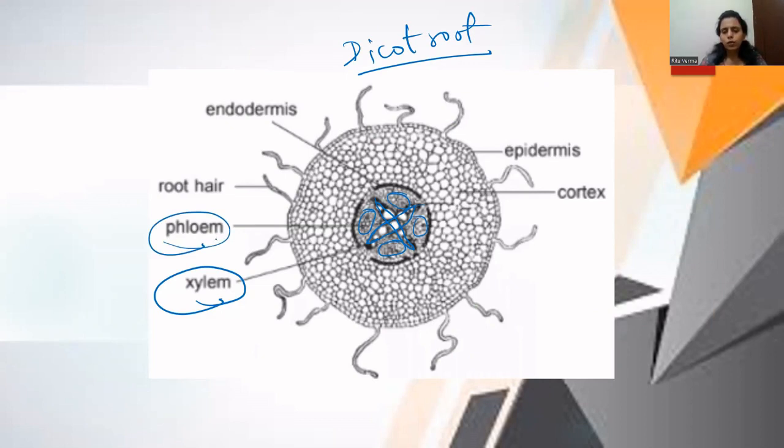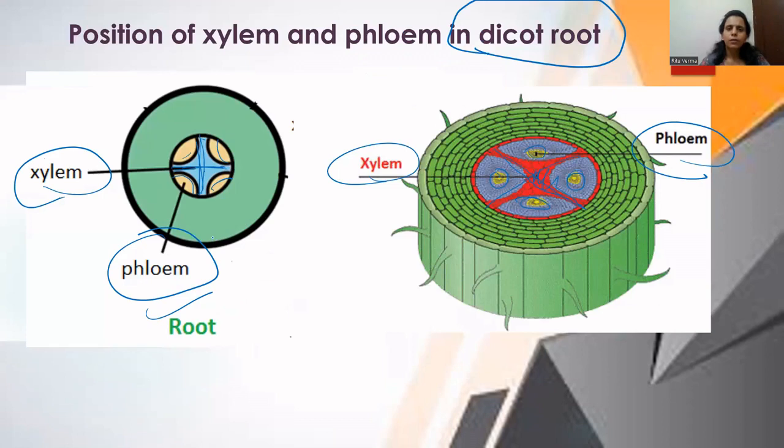Now I have shown you three different types of image because in the exam, generally in Paper 2 MCQ questions, objective questions, they might give you this type of cross section. So you should understand that in the center you have xylem, and the cells present outside are phloem.